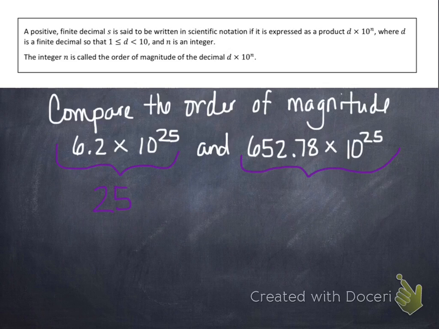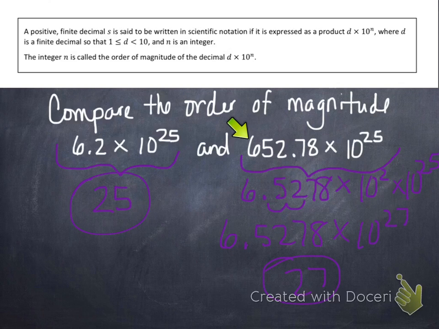So the order of magnitude is not 25, but if I rewrite this in scientific notation, this would be times 10 squared times 10 to the 25th. Okay, so if I go two places there, that gets me back to my 652. So this is 6.5278 times 10 to the 27th. And the order of magnitude on that number is 27, not 25, even though the power of 10 shows 25.